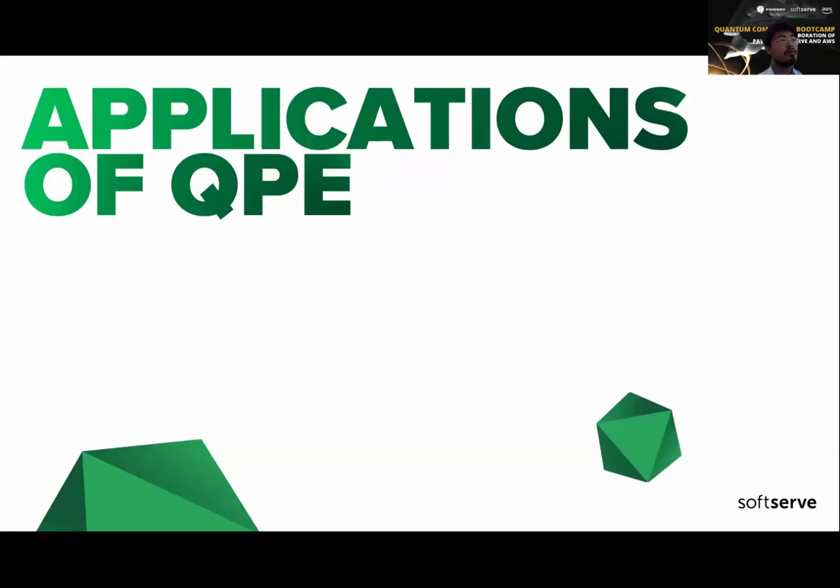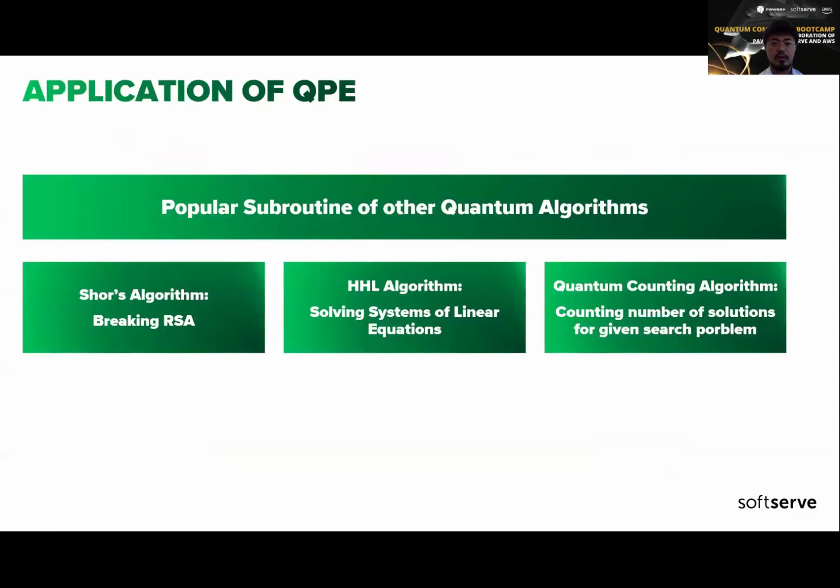So QPE leverages the quantum Fourier transform in order to find that. The QFT might be a subroutine of QPE, but QPE is actually a subroutine for other algorithms. Some of the algorithms that you might have heard of are Shor's algorithm, the HHL algorithm, and the quantum counting algorithm. All of these use QPE to get that exponential advantage, which actually goes all the way back to the QFT.